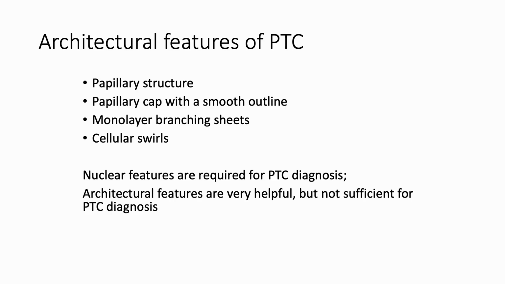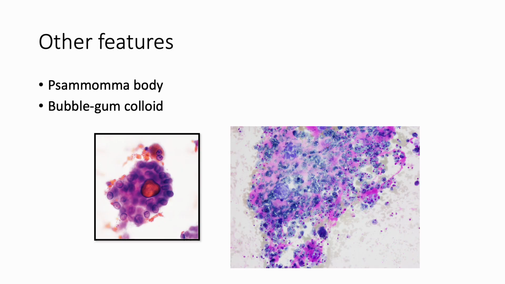Cellular swirls. That said, it's important to remember, the diagnosis of PTC is based on nuclear features. Architecture can support the diagnosis, but it's not enough on its own. You can absolutely make a diagnosis of PTC based on nuclear features even if no architectural features are present. There are also some other helpful features of PTC to be aware of.